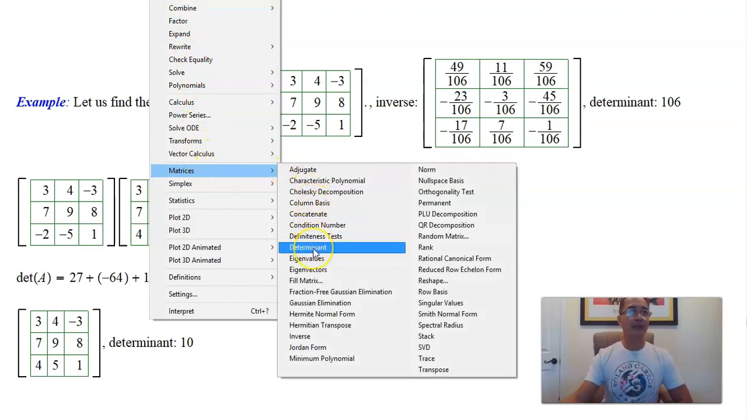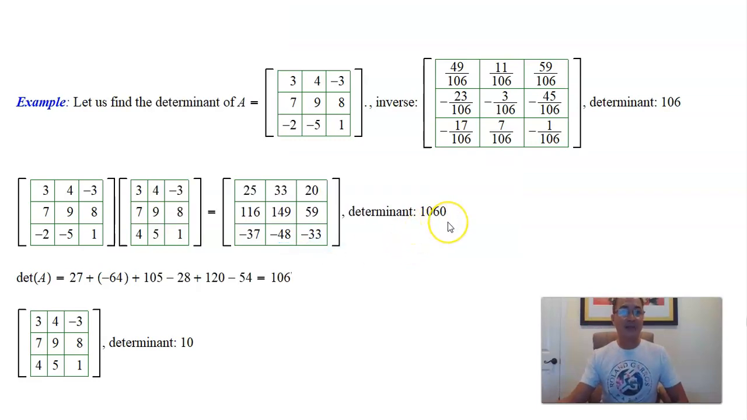Okay, so what did we say? The determinant of that product should be the product of those determinants. And that's really a lucky outcome that that second matrix simply has determinant 10. 106 times 10, that's easy to do. Do we get 1060?